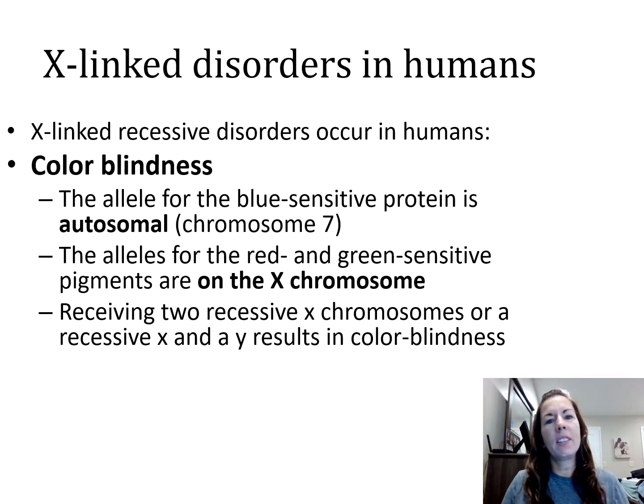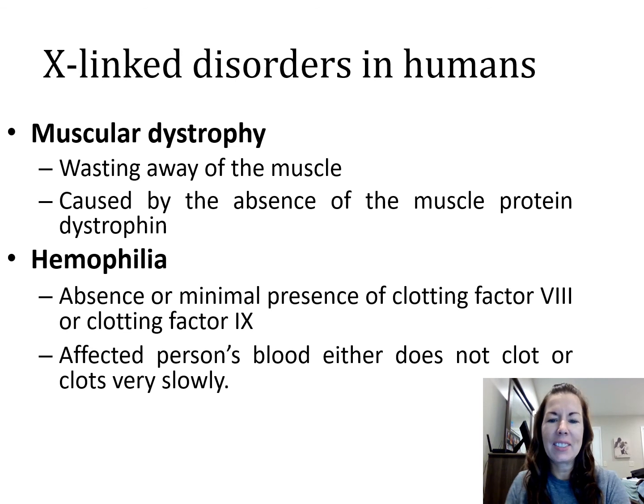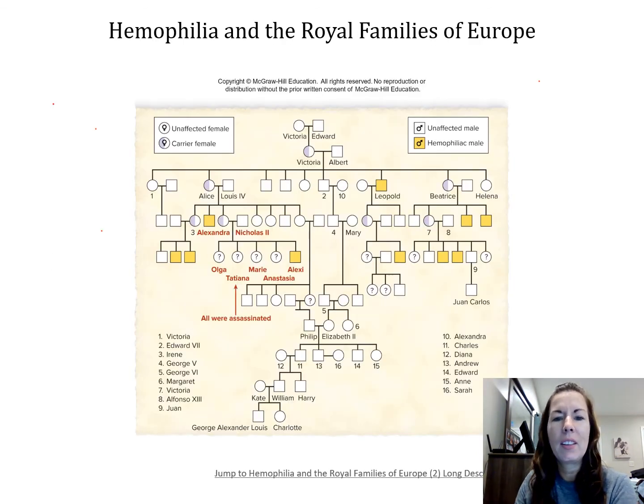Some common X-linked disorders in humans include color blindness. It's very common. We see that often. So you can see the blue sensitive protein that's found on the autosomal chromosome 7, but there's also red and green sensitive pigments on the X chromosome. And so if you receive two recessive X chromosomes or a recessive X and a Y, that will result in color blindness. Also muscular dystrophy, so you have weakened wasting muscle, and hemophilia, the inability to clot blood.